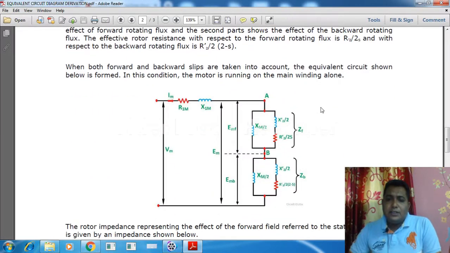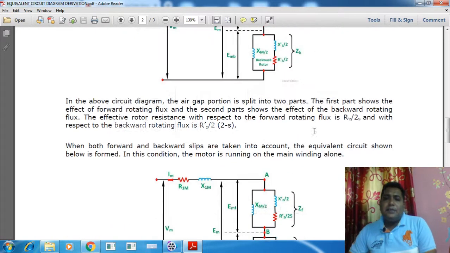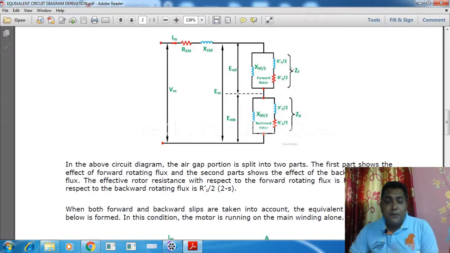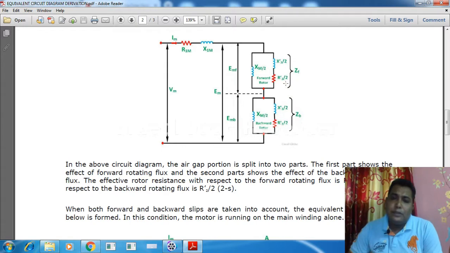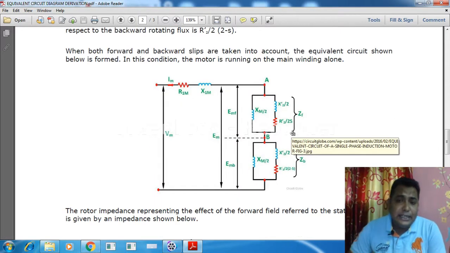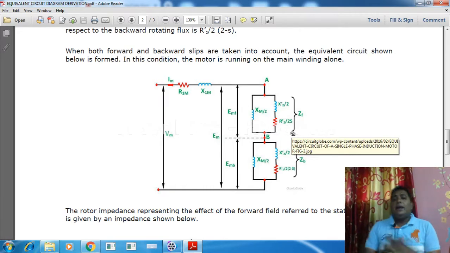So here, see what the change is. Follow my pointer very carefully. Here we have R2 bar by 2 and X2 bar by 2, but when we consider this, we have included those slip components over here.